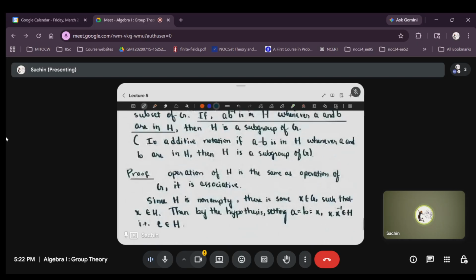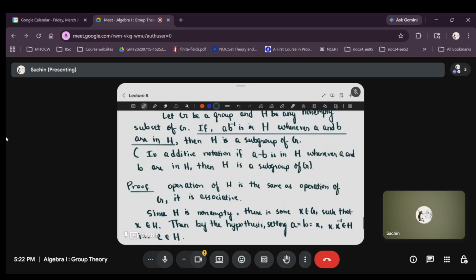in the hypothesis. So A is in H and A is in H, and by the hypothesis, A A inverse must be in H. But A A inverse is equal to E, so E is in H. In the same way, can you show that for any X in H, X inverse is also in H?